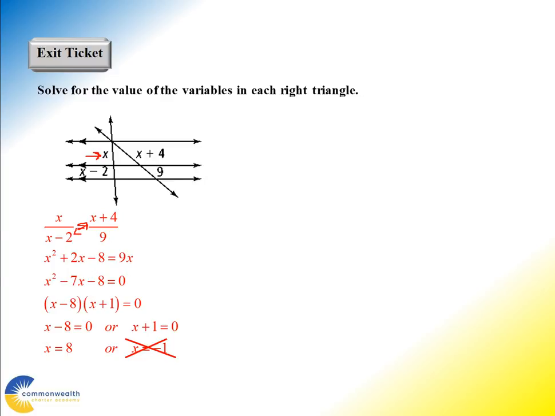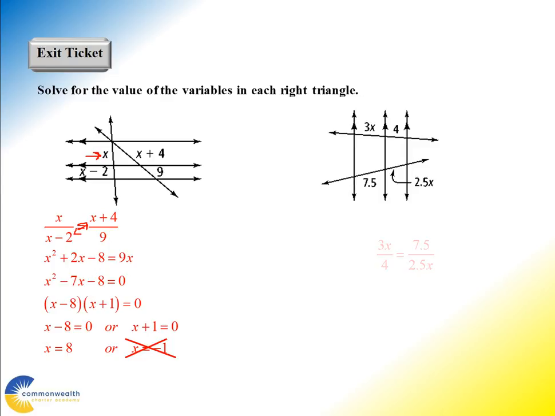For the second one that you were given, this is more of the corollary to the side splitter theorem. We have three parallel lines being cut by two different transversals, and based off of the numbers and measurements I have for this one, the two ratios I would set up that are equal to each other are 3x over 4 equaling 7.5 over 2.5x. Now, if you have the reciprocals equal to each other, namely 4 over 3x equaling 2.5x over 7.5, that's also okay.